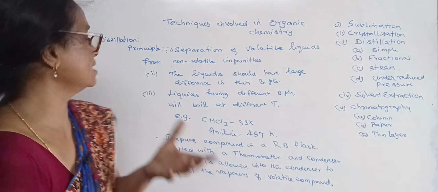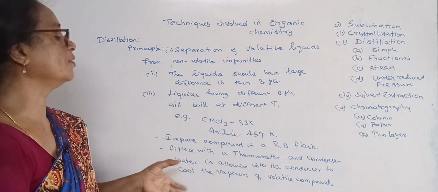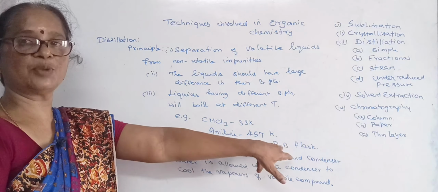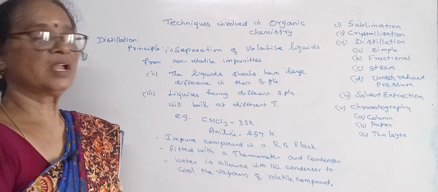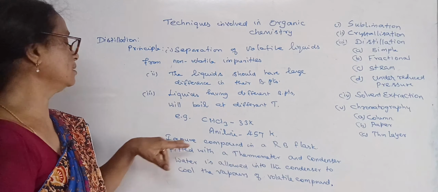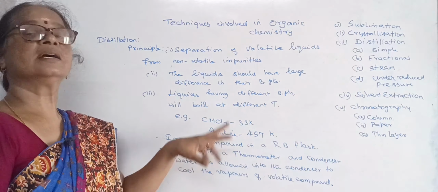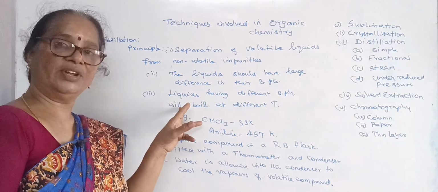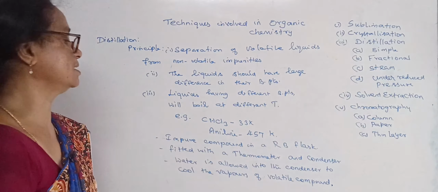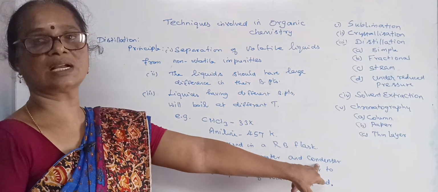The process is carried out in a setup having an RB flask. That RB flask is fitted with a thermometer and a condenser. In this RB flask only we will take that impure compound. On heating, the compound which has the lower boiling point gets into its vapor phase and the vapors are allowed to pass through the condenser.